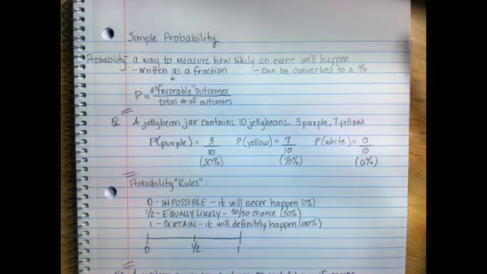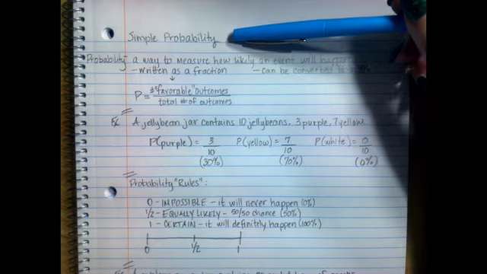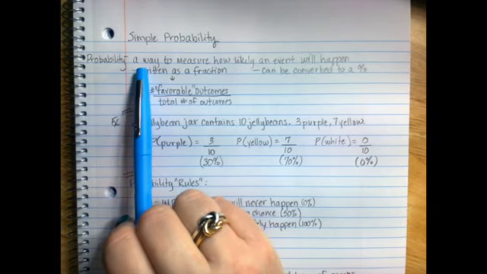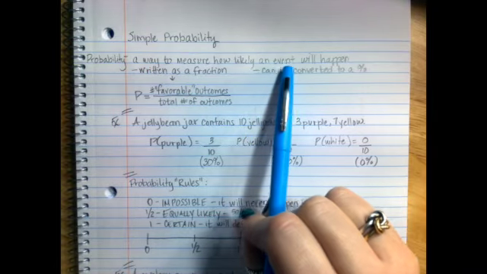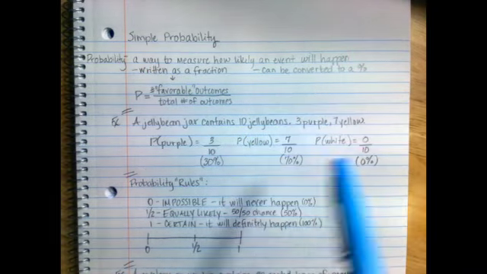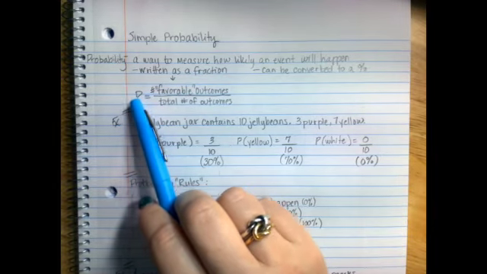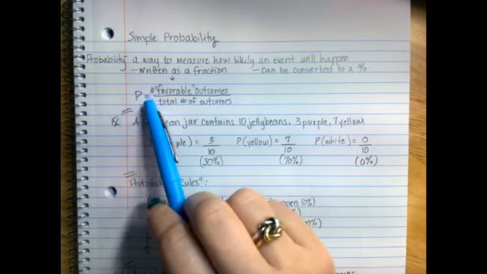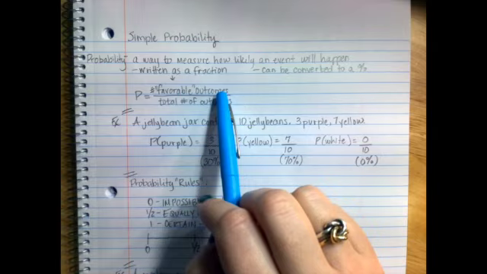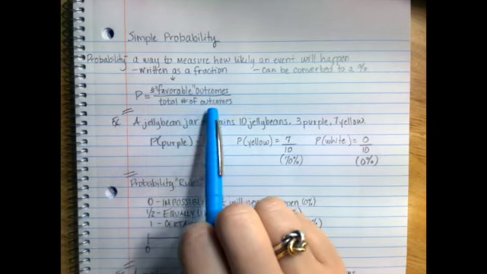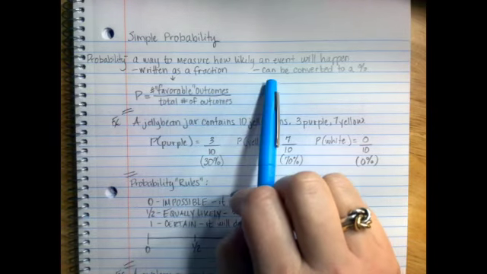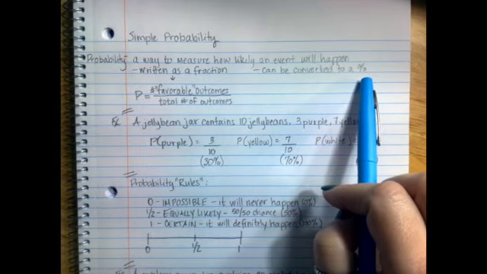This tutorial is all about simple probability. Simple probability is a way to measure how likely an event will happen. It can be written as a fraction, where capital P, meaning probability, is the number of favorable outcomes over the total number of outcomes. You can also convert it to a percent.